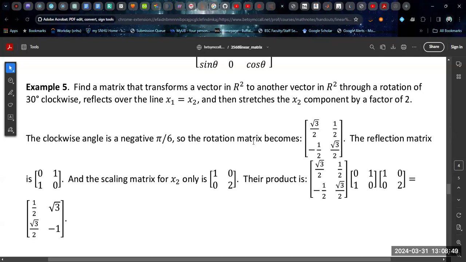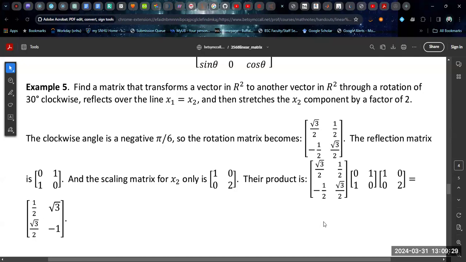So first things first, come up with all of your transformations. So here's our rotation matrix, where I took cosine, minus sine, sine, cosine, or this is a clockwise rotation. So cosine, sine, minus sine, cosine, and I evaluated all the thetas at pi over 6. Again, clockwise, the minus sign is down here. Counterclockwise, the minus sign is up here. The reflection matrix is this one. And then the scaling matrix for x2 only is going to be this. Again, we're not affecting x1. We're only stretching in x2.